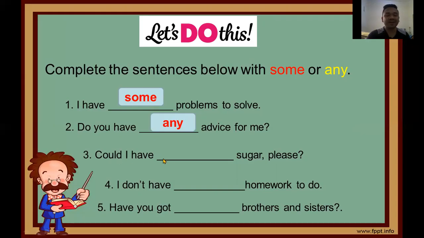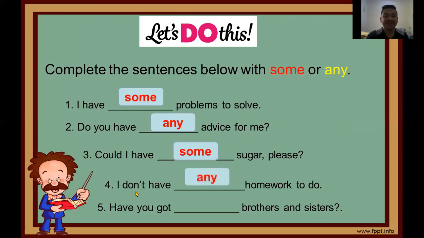For number three, could I have blank sugar, please? Is this an offer or a request? This is a request. So use some. Use some for a request. Remember our exception? Number four, I don't have blank homework to do. I'll give you 5 seconds to respond. Is it some or any?